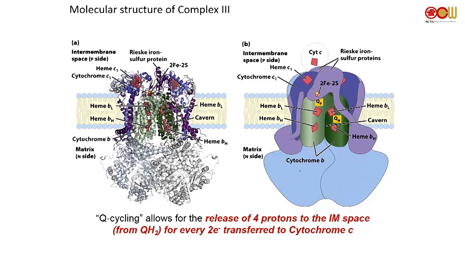One is the ribbon figure. The other one is more like a cartoon drawing. Okay? So essentially, Q will come in, and what you'll do is this process called Q cycling. I'll show you what Q cycling is in just a minute. But the net reaction is that you will release 4 protons to the intermembrane space from QH2. So you actually do 2 QH2 for every 2 electrons transferred to cytochrome C.